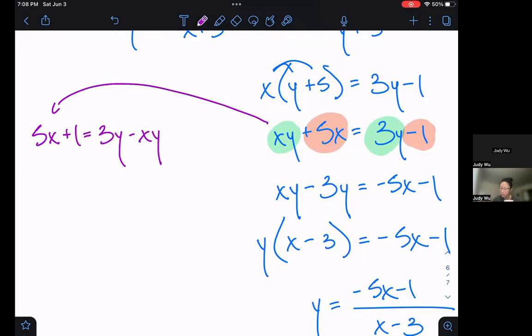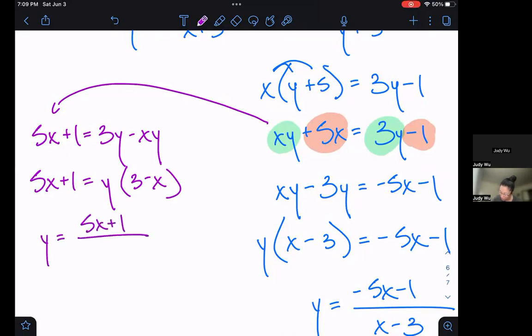Now, I can still clump my y's. 5x plus 1 equals y, parentheses 3 minus x. And I could still divide. Y equals 5x plus 1 over 3 minus x.